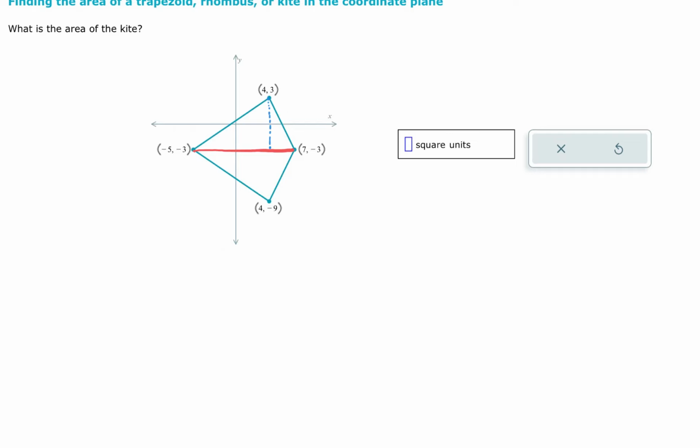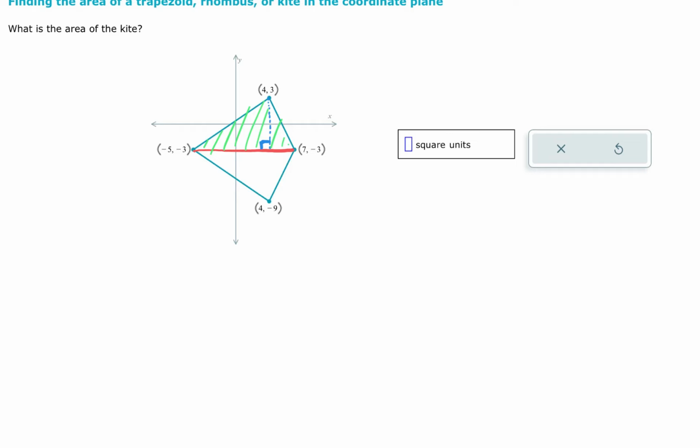And I'm only going to worry about, let me shade this, I'm only going to worry about this green triangle because once I get its area, I can just double that area for the bottom one. So this blue height, rather, is perpendicular to the base. Let's find out the base first.